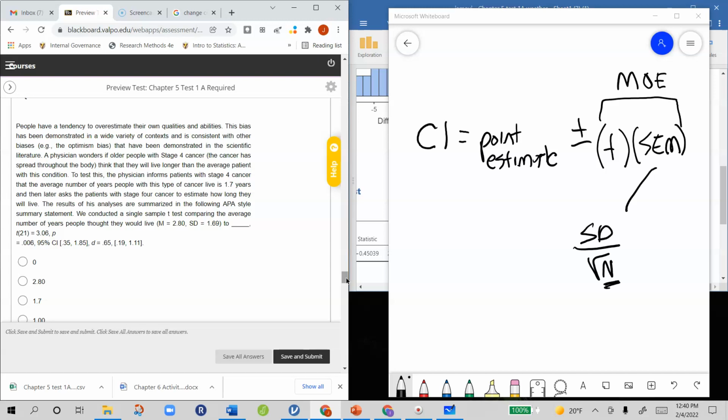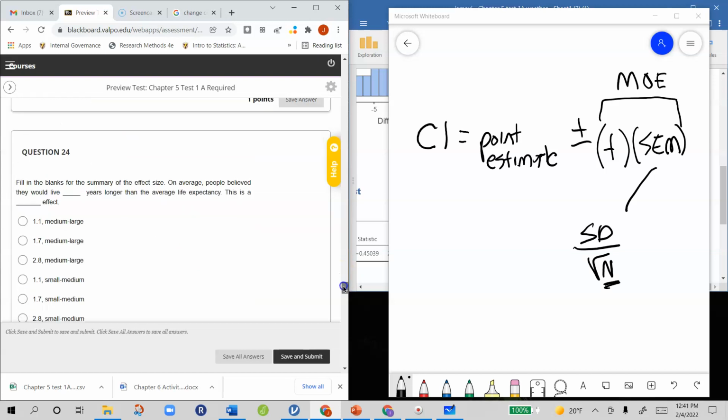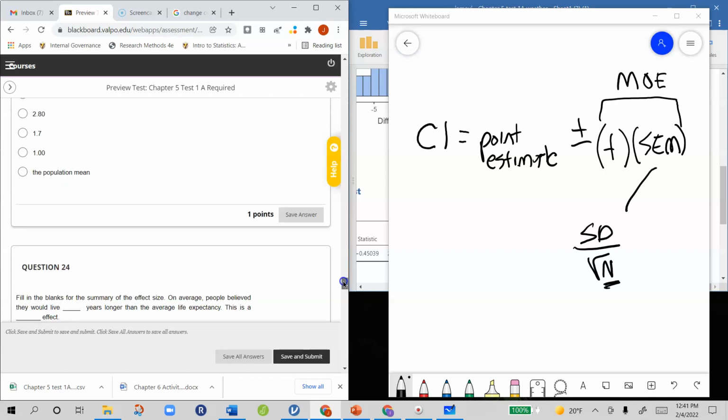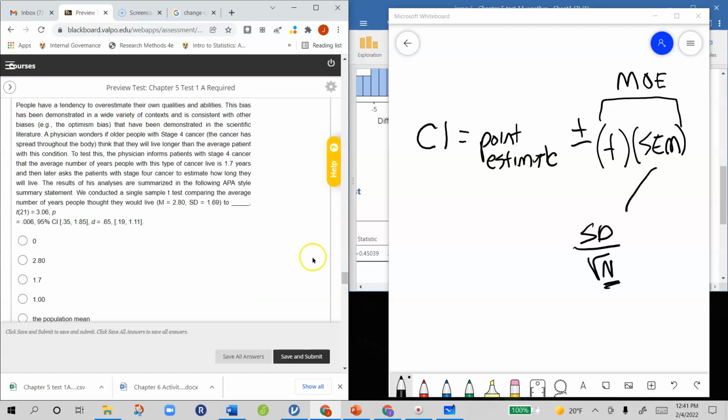Okay. So in this question, we conducted a single sample t-test comparing the average number of years people thought they would live to what? We're going to compare it to 1.7, right? So we're comparing our mean value, 2.8, to 1.7. So people did say that they believed they were going to live longer than average, right? The difference here is they thought they would live 1.8 years longer than the predicted 1.7.